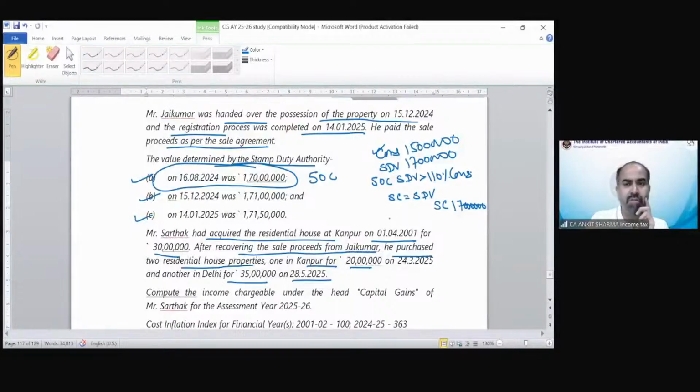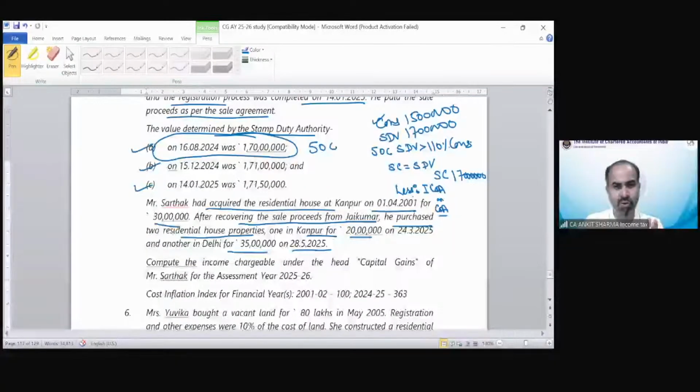So let me ask you a very interesting question. In this scenario, do we need to find the indexed cost of acquisition for the purpose of capital gain, or should we only consider the cost of acquisition? So indexation, we need to do or not? You have the question and its requirement in front of you, so what should be my answer? Do we need to apply the indexation concept or not in this scenario?